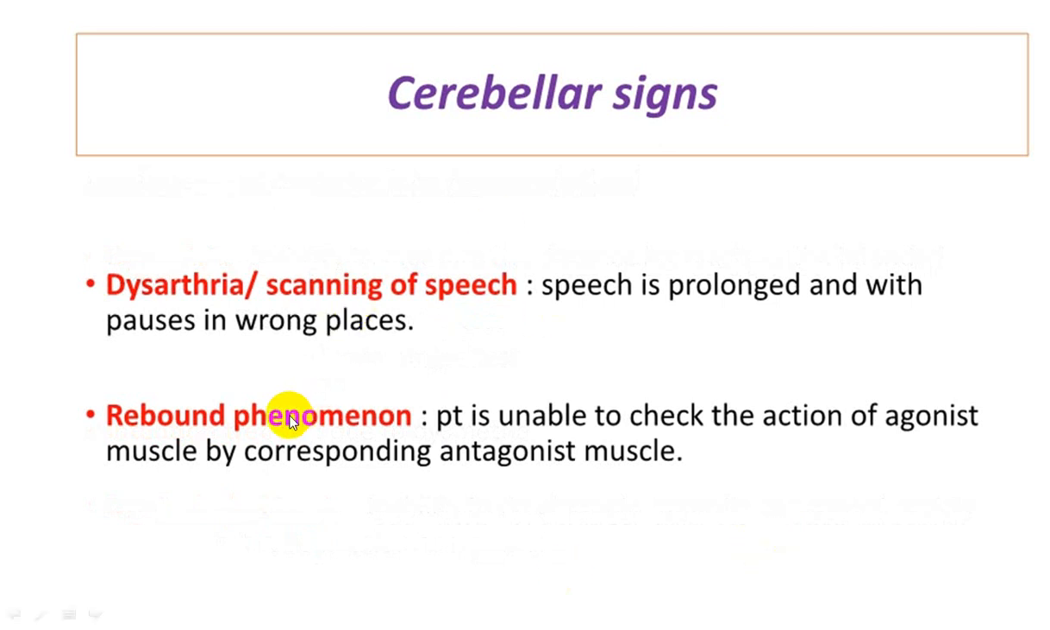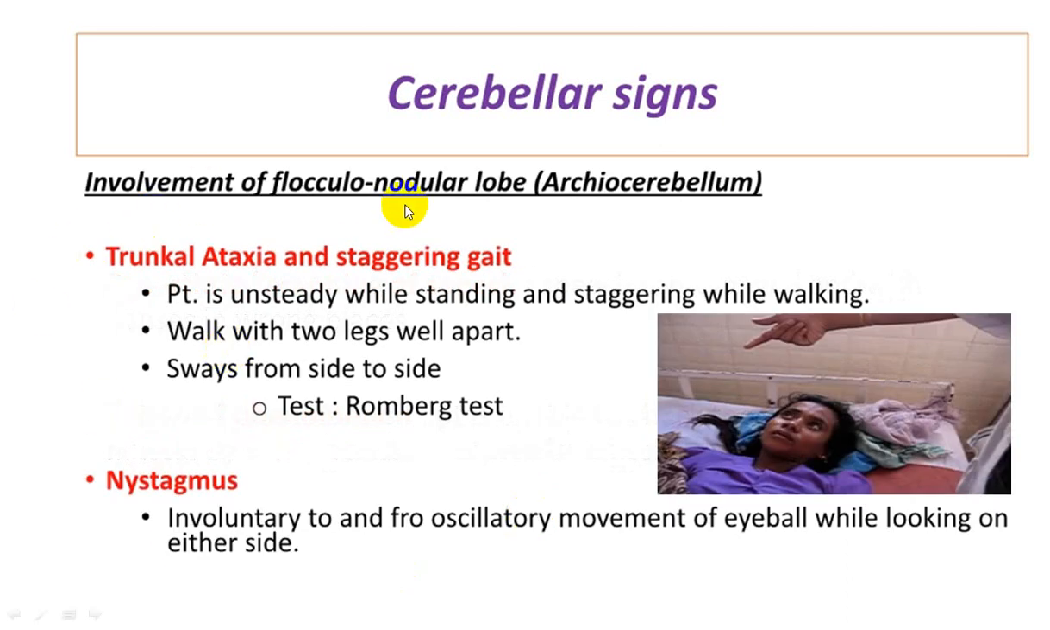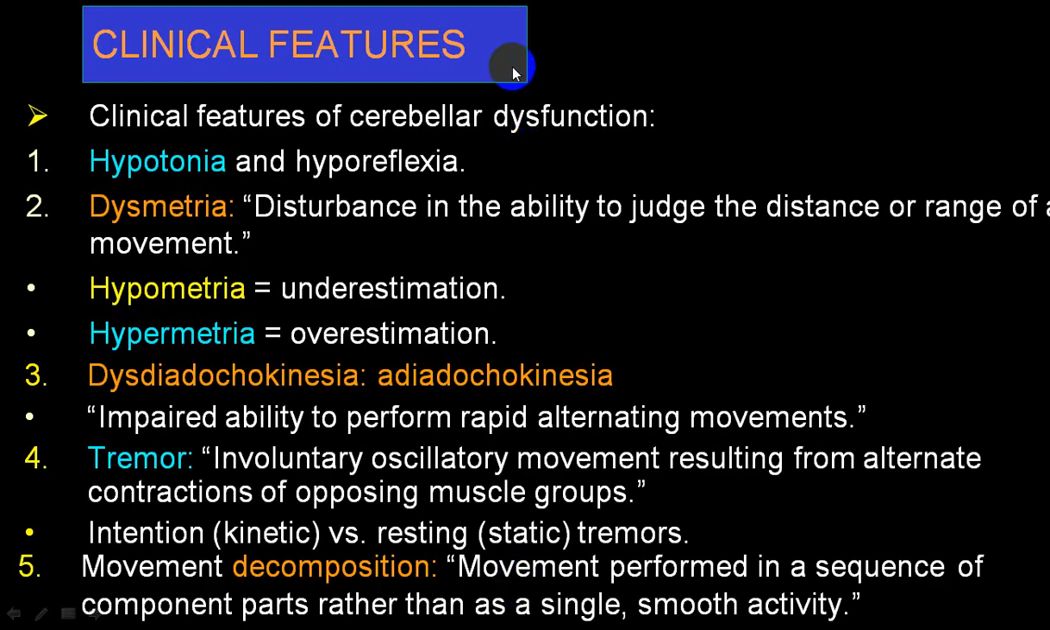So scanning speech, you can even demonstrate rebound phenomena, means the person will not be able to control the antagonist muscle because of effect on flocculonodular lobe, truncal ataxia, staggering gait, nystagmus, Rhombus test will be positive. These are all the terms. Now I am going through all those different terms. Hypotonia and hyporeflexia. Dysmetria means difficulty in judging the distance or the range of movements. That is called dysmetria. And in this dysmetria, when it is overshooting, it is called hypermetria, and underestimation, it is called hypometria, or it is called overshooting, undershooting.